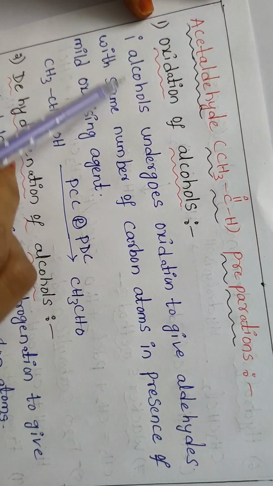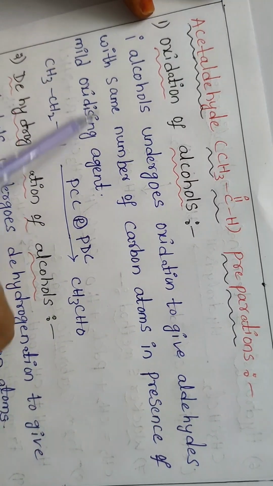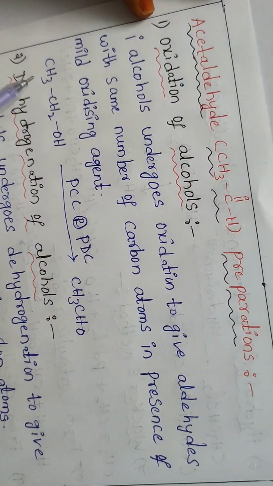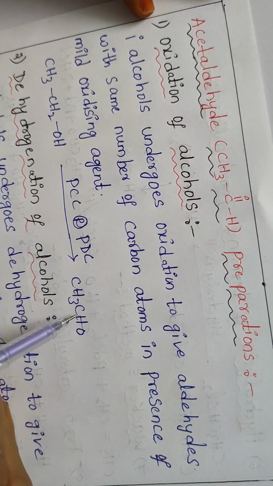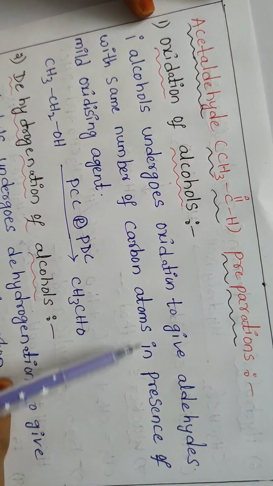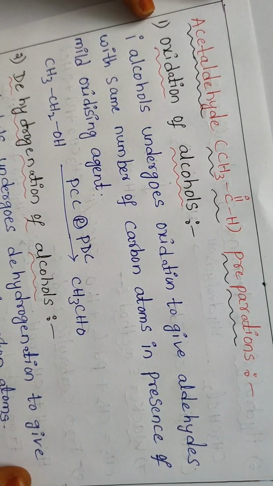Primary alcohols undergo oxidation to give aldehydes with the same number of carbon atoms. How many carbons here? 1, 2. How many in the product? 1 and 2. So, the same number of carbon atoms in the presence of mild oxidizing agents. What are the mild oxidizing agents? PCC and PDC.